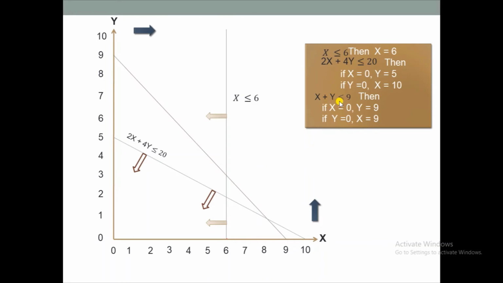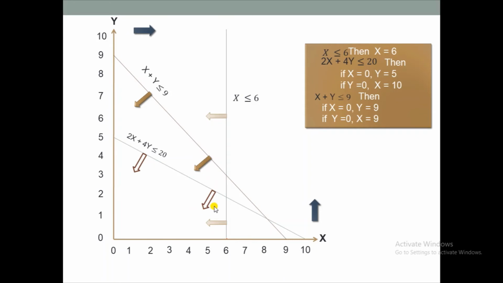The third constraint is x plus y equal to 9. When x is 9, y is 0, and when x is 0, y is 9. So we have plotted these two points and connected them with a straight line. The inequality is x plus y less than or equal to 9. Obviously it is again less than, so the region will be below the line. The region is going to be below the line.